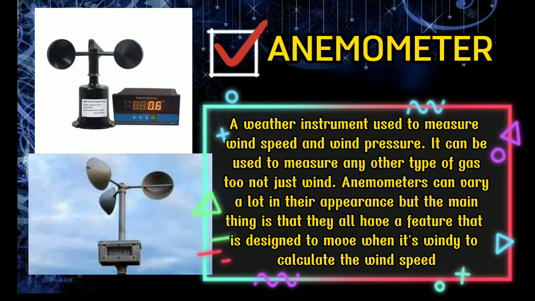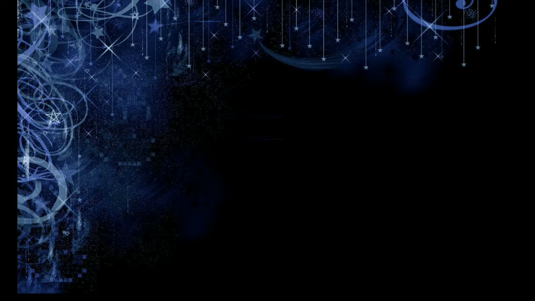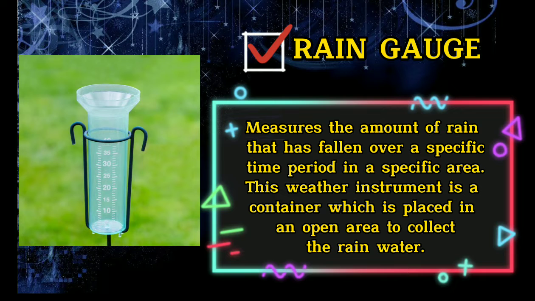An anemometer is a weather instrument used to measure wind speed and wind pressure. It can be used to measure any other type of gas too, not just wind. Anemometers can vary a lot in their appearance, but the main thing is that they all have a feature that is designed to move when it's windy to calculate the wind speed. A rain gauge measures the amount of rain that has fallen over a specific time period in a specific area. This weather instrument is a container which is placed in an open area to collect the rainwater.